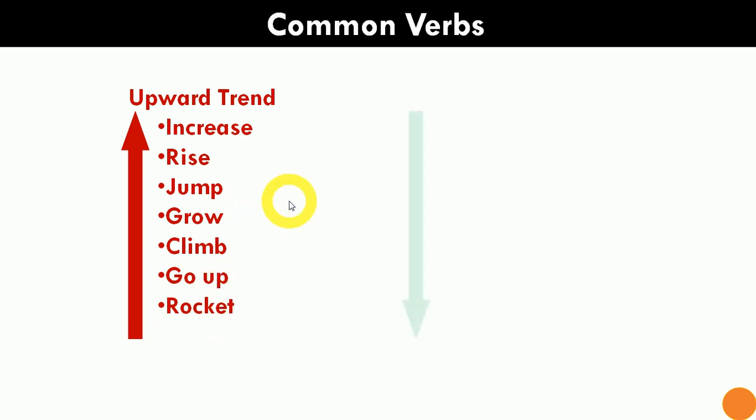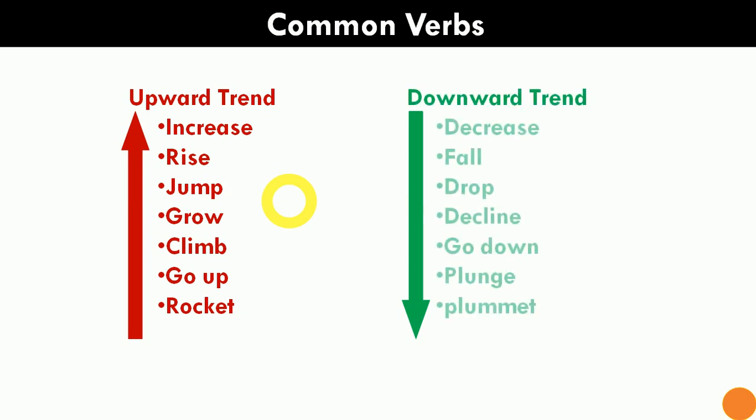And if the numbers are decreasing, that's what we call downward trend. For downward trend we have decrease, fall, drop, decline, go down, plunge and plummet. So don't repeat the same word again and again, try different words. But according to the tense we are using in the answer, we have to change the form of verb. For example, in past tense we write increased, rose, went up. So we need to change the form of word according to the tense.